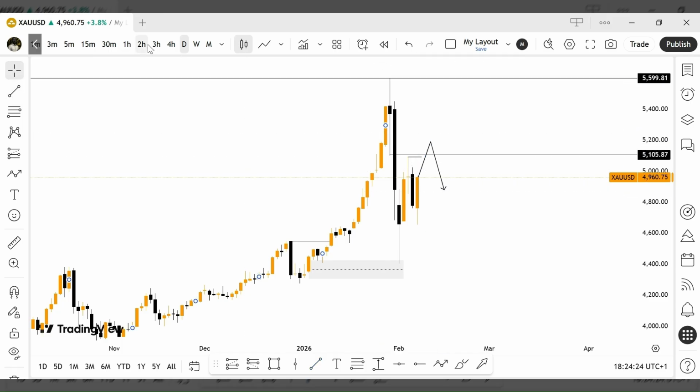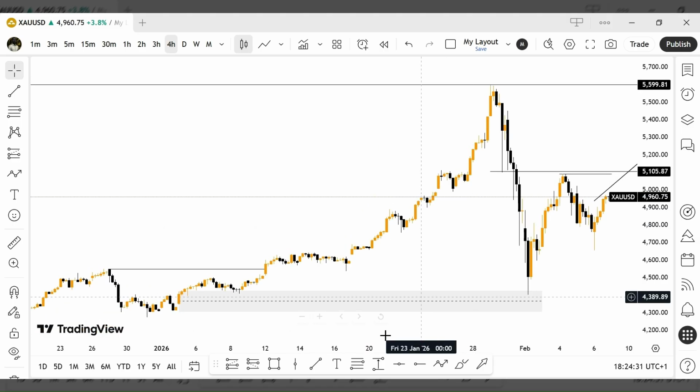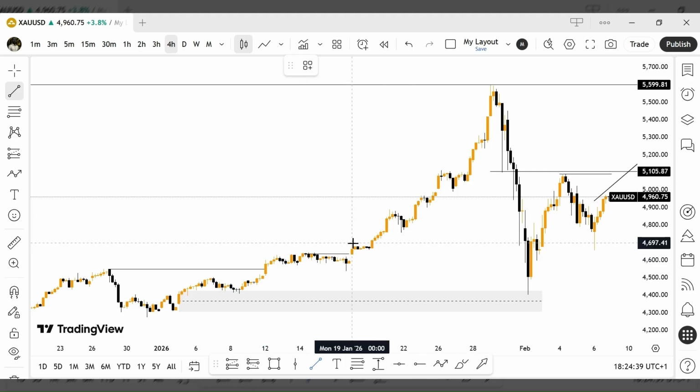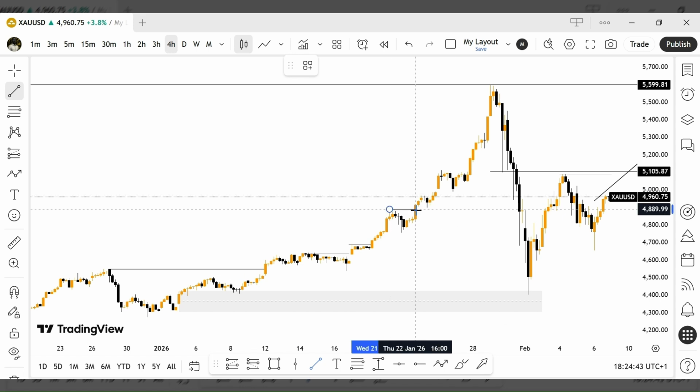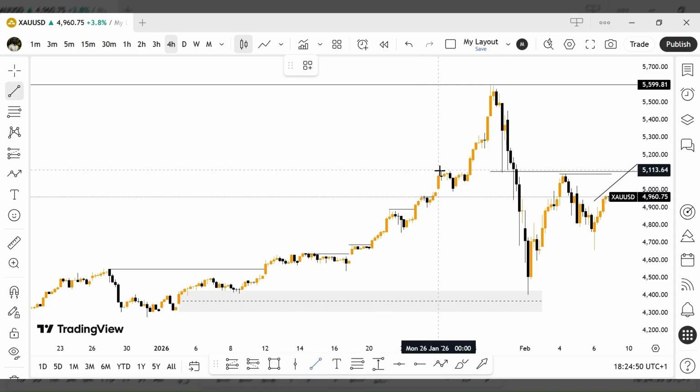Now let's go to a lower time frame of 4 hours. And then on the 4 hours, you can see we're having break of structure, and that break of structure here, and that break of structure, and that break of structure. So higher highs, higher lows, higher highs, higher lows, higher highs, higher lows. Break of structure. And this was the last break of structure.